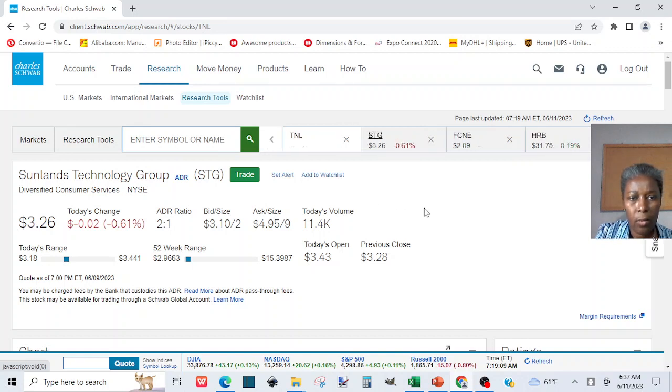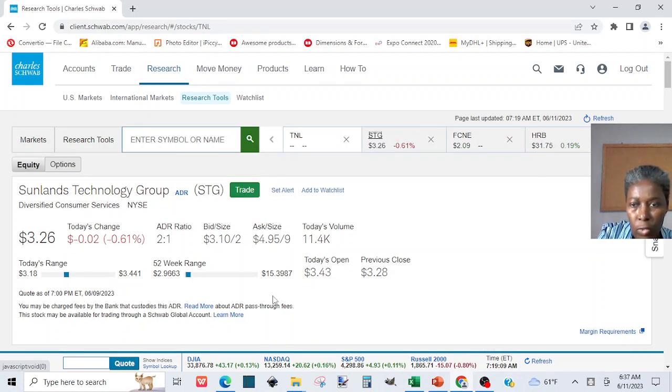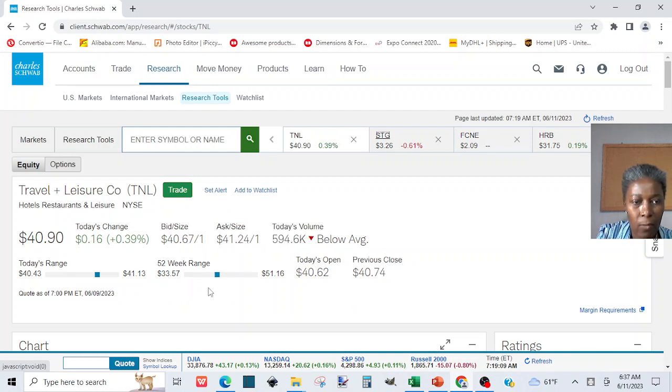We will click on it. In fact, this one should tell us if it's an international company. Usually you'll find it at the beginning somewhere, but anyway. So TNL is selling on New York Stock Exchange. So it passed that filter.